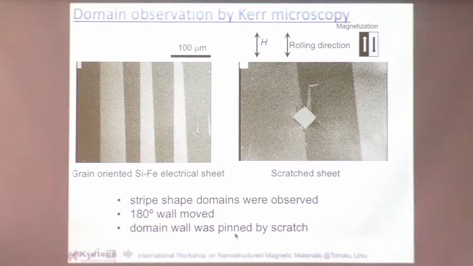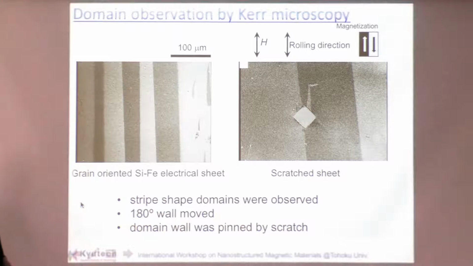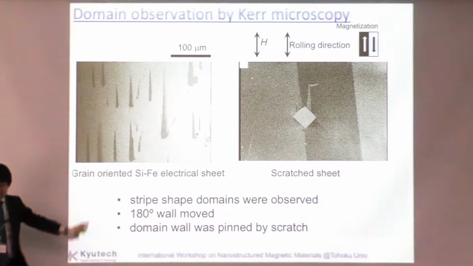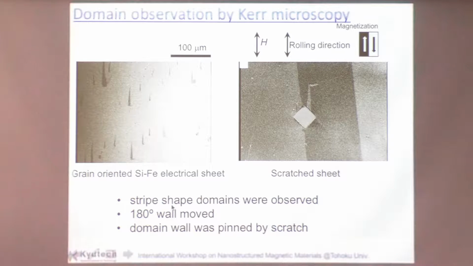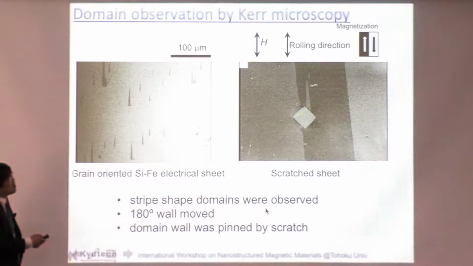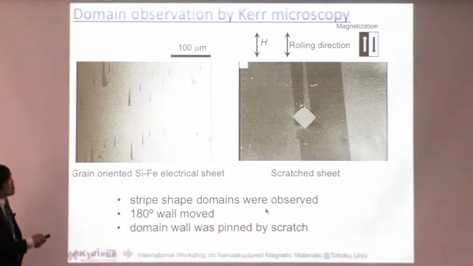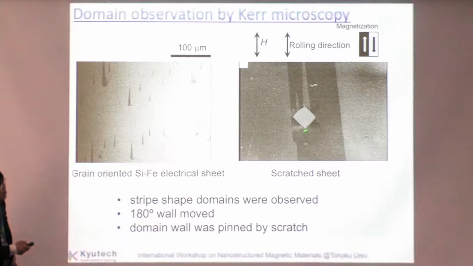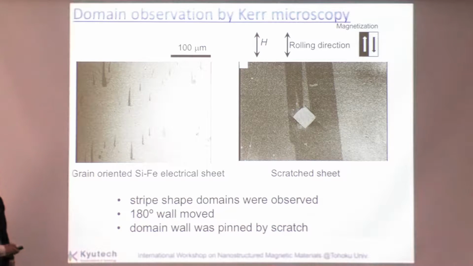Okay, the third example is a grain-oriented silicon iron electrical sheet for transformer applications. You can see the stripe pattern, and when the field is applied, a very clear 180 degree domain wall moved like this figure. And the right side one is a scratched sheet. You can see a 20 to 30 micron size scratch at this point. And you can see domain wall pinning.